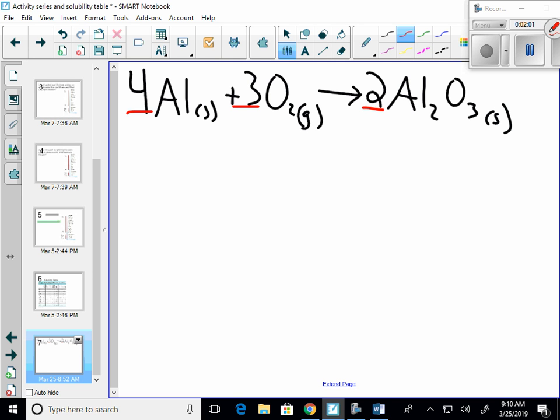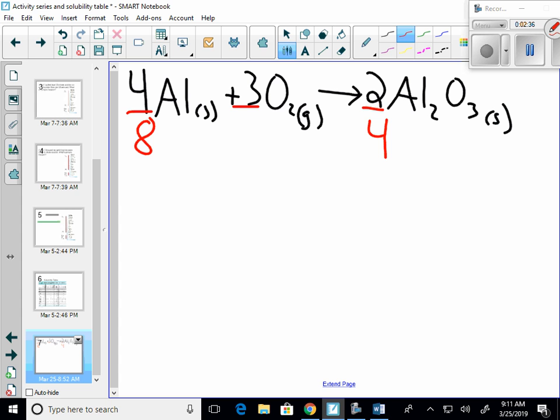They are like a recipe. I need 4 parts aluminum for every 3 parts oxygen to make 2 parts aluminum oxide. What we went over last class is the ratio of those could help us solve for something else. For example, if I started with 8 parts aluminum, how much aluminum oxide would be made? Anyone? If I started with, instead of 4 parts aluminum, 8 parts aluminum, how much aluminum oxide would be made? 4.